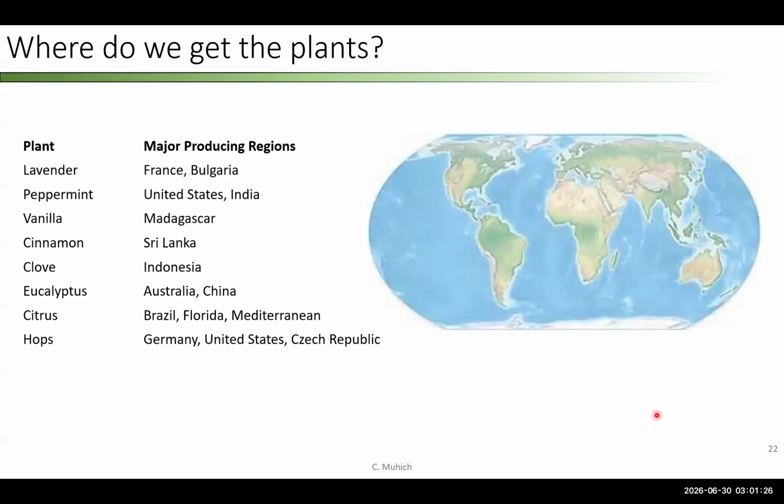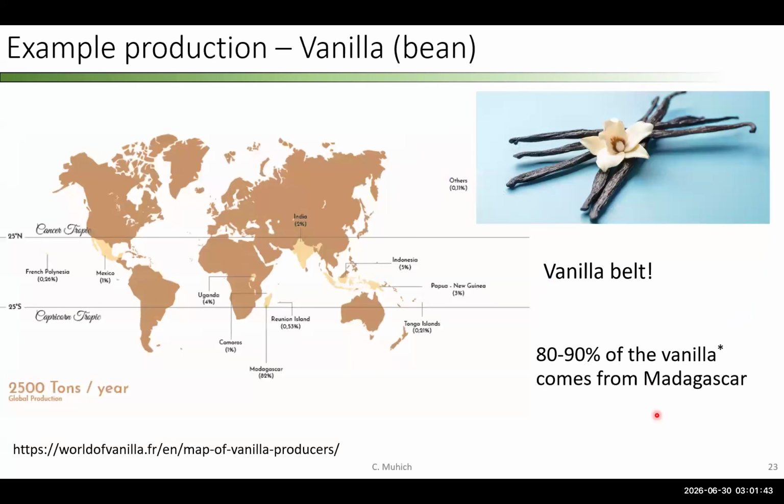So where do we actually get these plants? Right? All of these plants that are going to make these compounds that we want don't grow everywhere. These are widely distributed depending on the individual nature of the plant. Let's take a quick example, which we'll go back to vanilla just because I really like it.